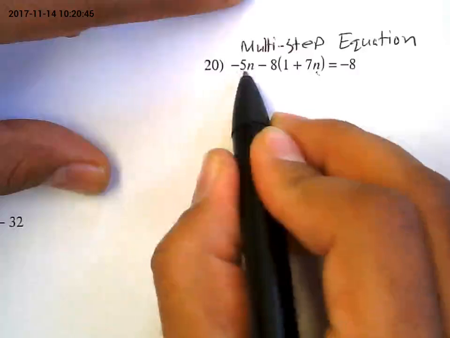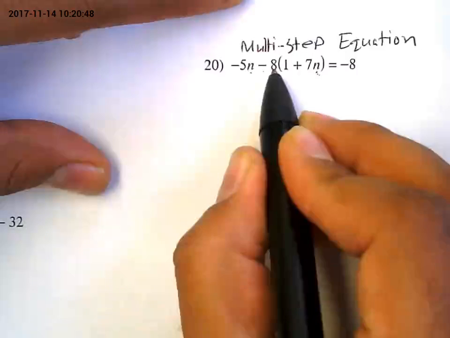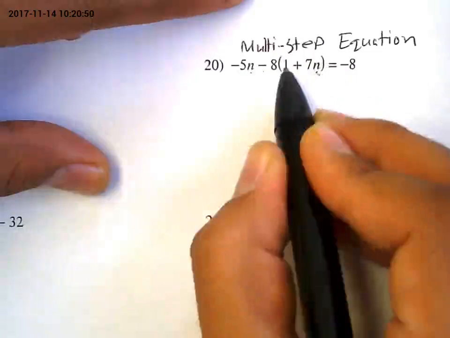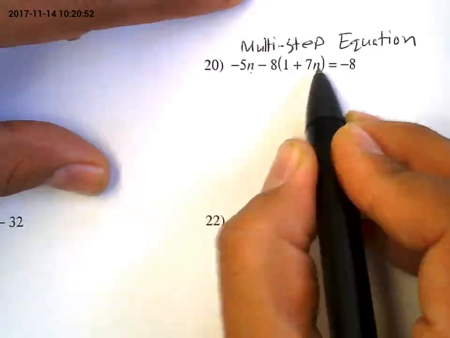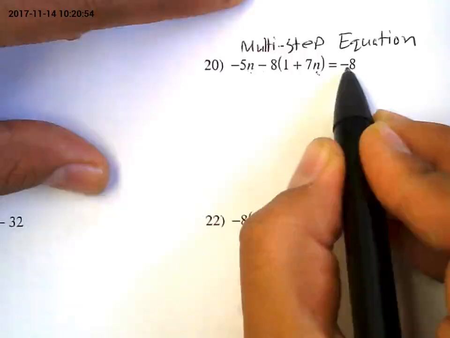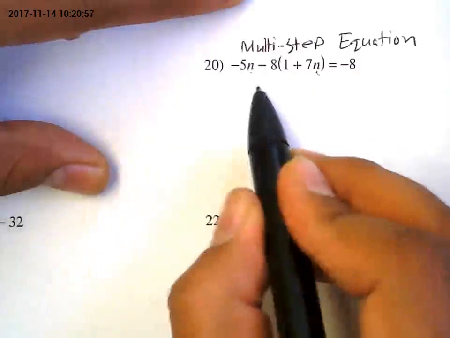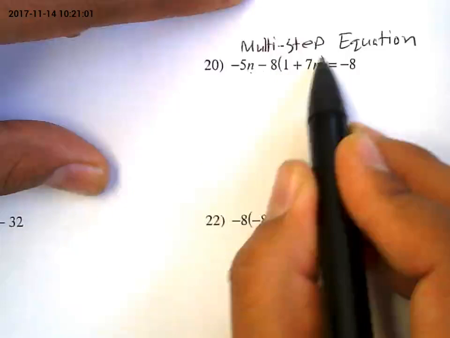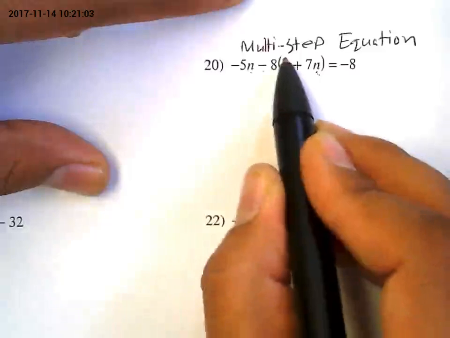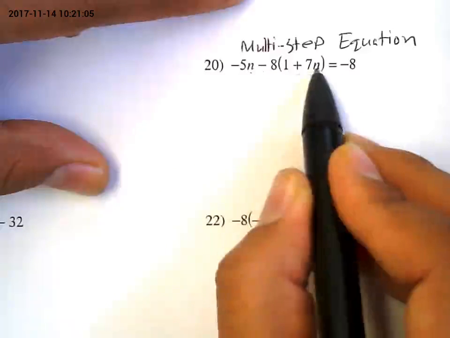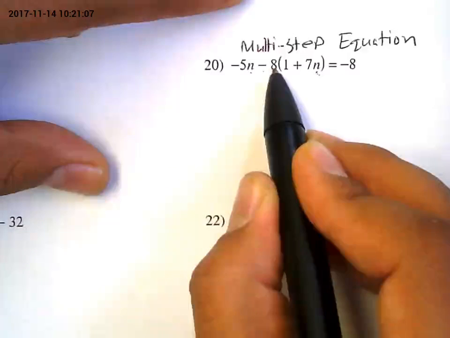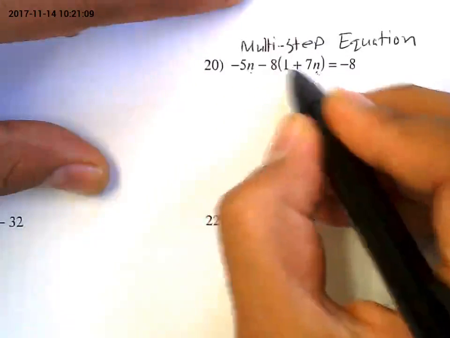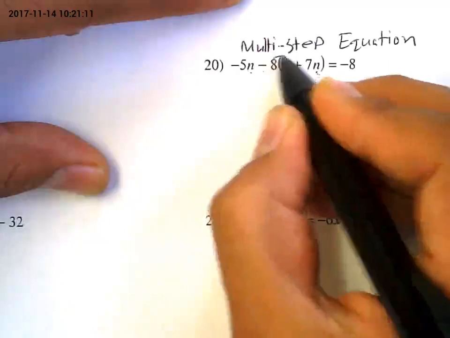You see this is negative 5n minus 8, then you have a parenthesis, 1 plus 7n, parenthesis, equals negative 8. Here I want you to see, this is negative 8, and the parenthesis means you multiply whatever is inside the parenthesis with the number 8. That means we are multiplying 1 plus 7n with negative 8.